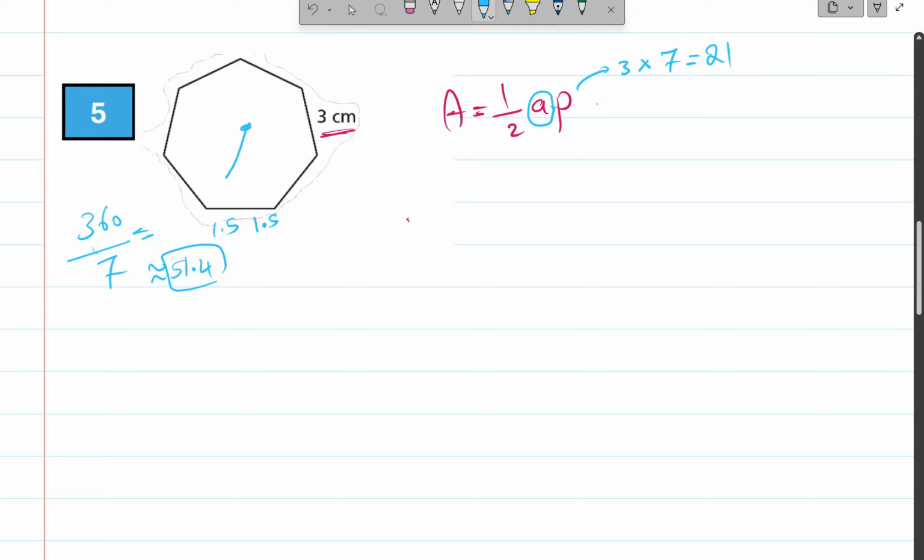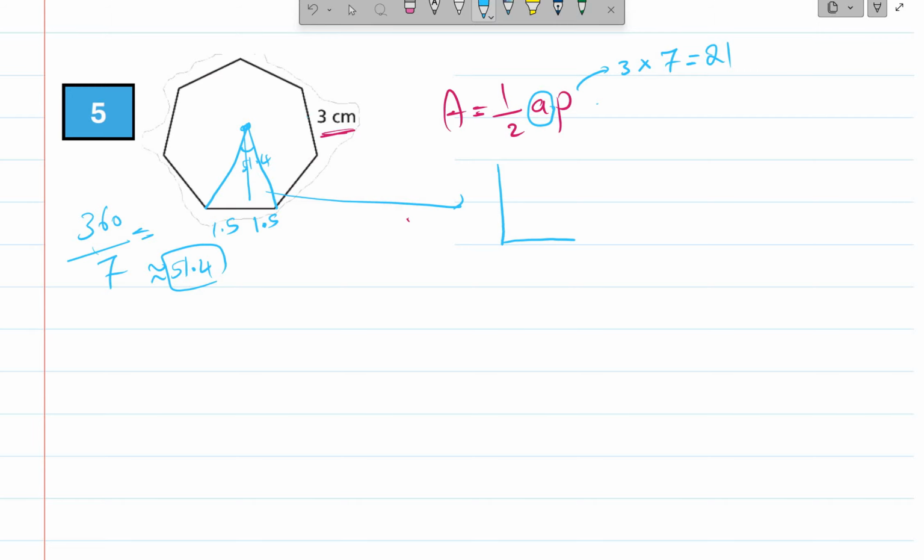This is the center, each is 51.4. But when you make a line again, this one is going to be half: 51.4 divided by 2 is going to be 25.7. So dear students, let me redraw the right angle triangle for you. As you can see here, the angle becomes 25.7. This is the apothem that we are looking for, and each half side is 1.5.